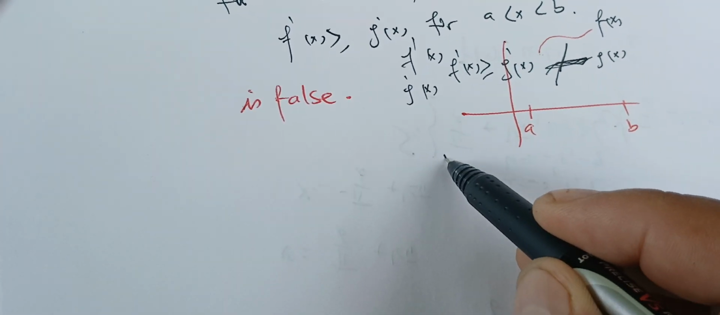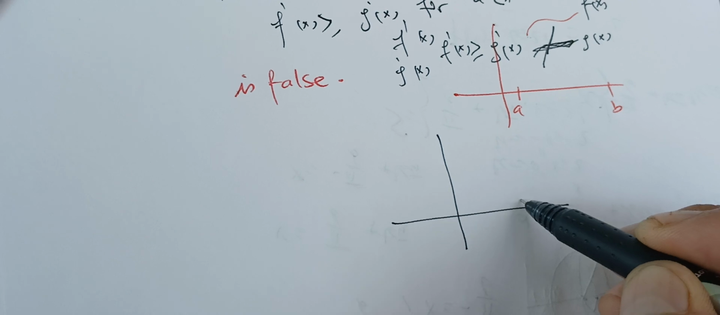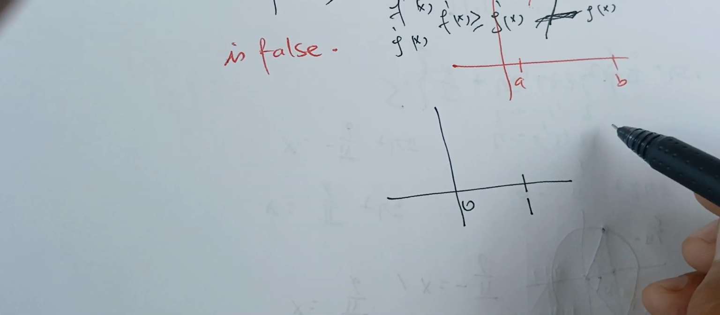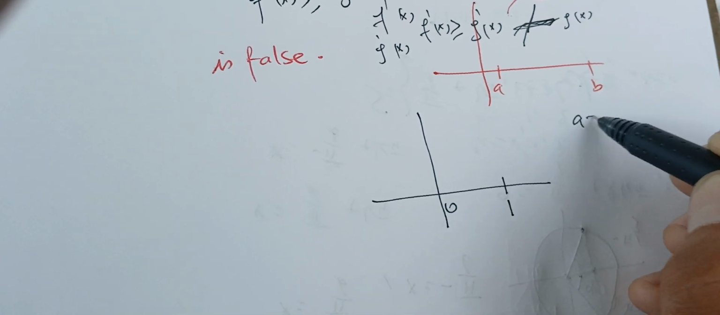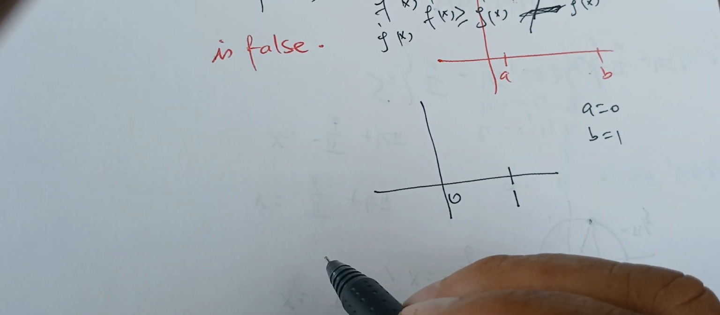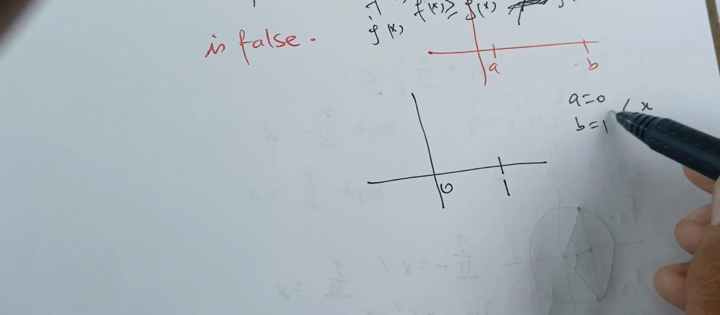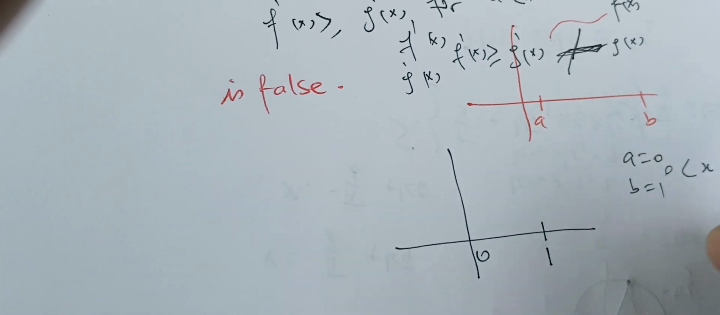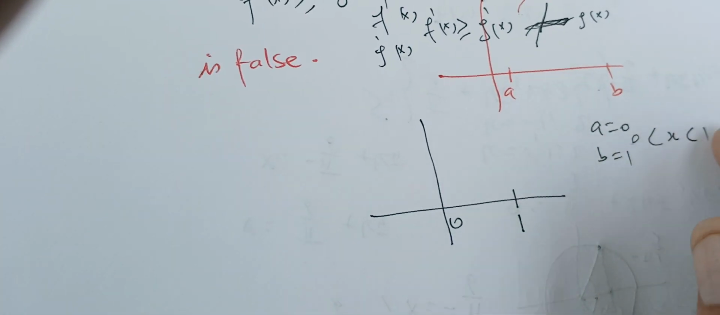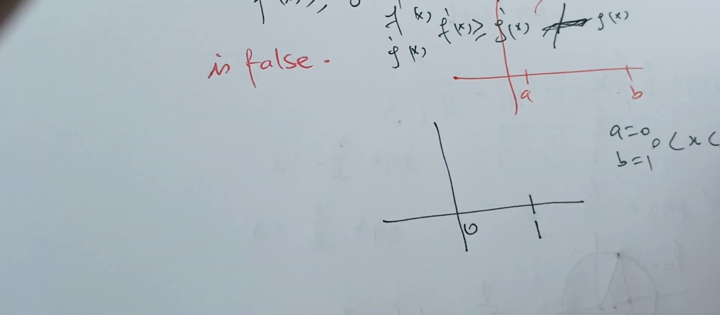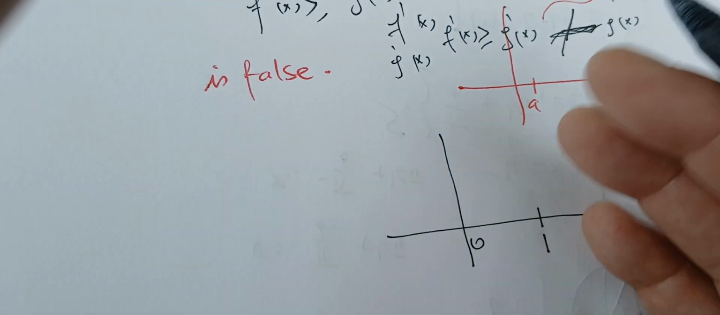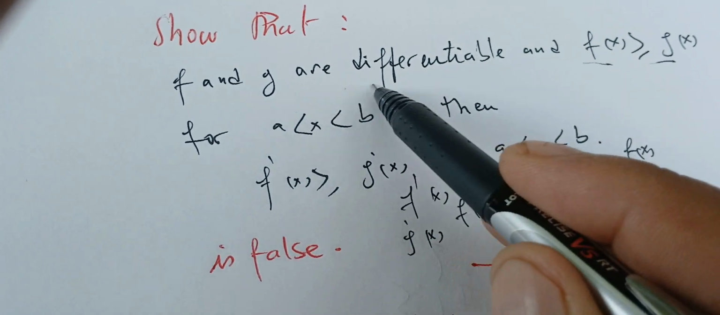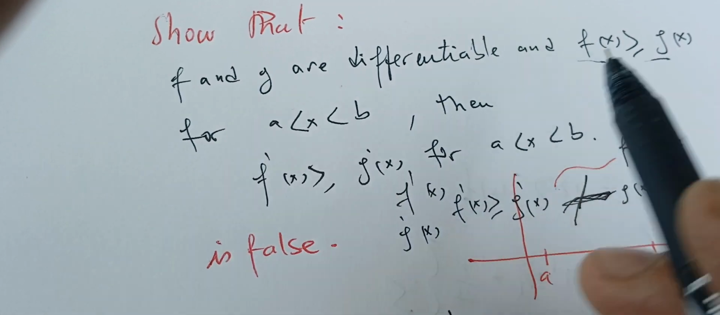The easiest way is to define two functions on the interval 0, 1. In this case, a is 0 and b is 1, and my x is going to be between 0 and 1. We don't include the boundaries because sometimes crazy things might happen at the boundaries. In my example, I want to find two functions f and g that would satisfy these two conditions. So f and g differentiable.